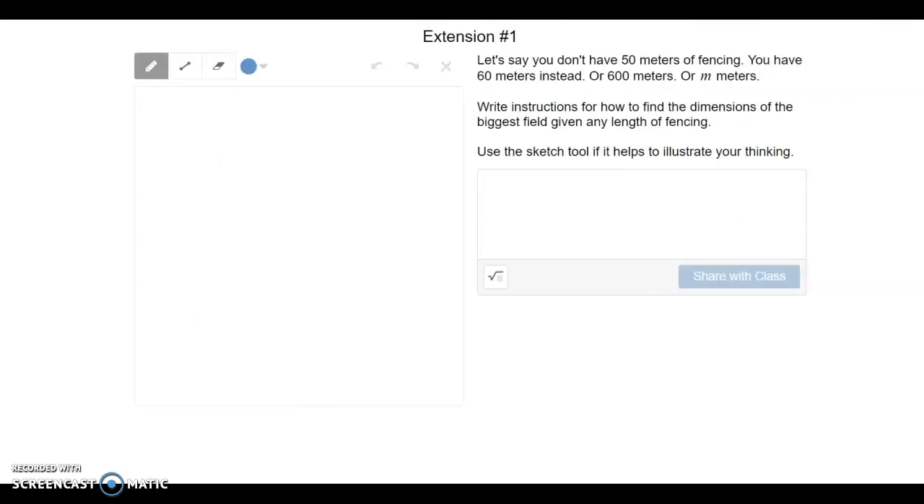So let's say you have 50 meters of fencing and you have 60 meters instead, or 600 meters, or an infinite number of meters. I want you to try to figure out, write instructions for how to find the dimensions of our biggest field. So just like what we did in class today. We found the vertex. Find the vertex using the formula.